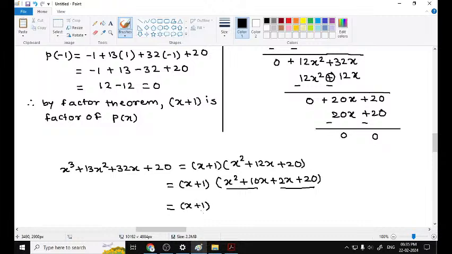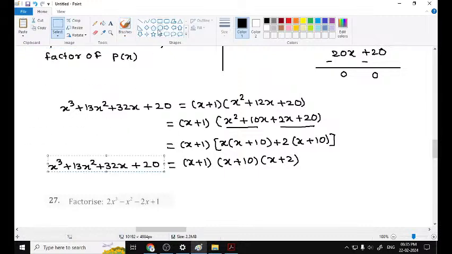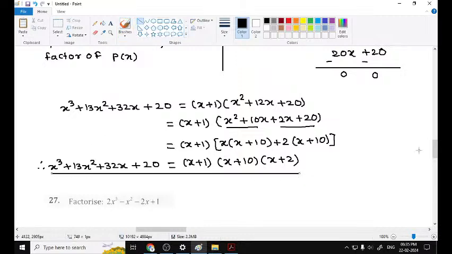Form the groups and find a common factor. This is x plus 10. 2 divides 20 completely, so 2 can be taken common, and here we have x plus 10. This factor must be the same, so take that factor common and form a third factor with the help of the remaining terms. So these are the factors of the given cubic polynomial.